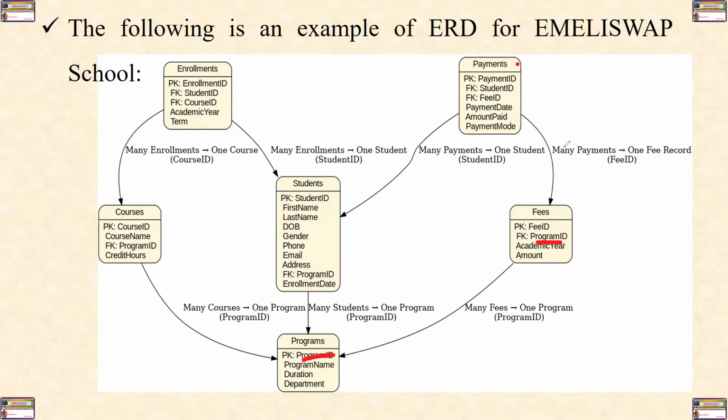We also have a relationship between the payments table and the fees table, where the payments table and the fees table are related through fees ID, where fees ID is a primary key in fees, and it is the foreign key in payments, and therefore we have many payments being related to one fee record or fee ID. So this is an entity relationship model for a medical school. It indicates the number of relationships we can have and through which fields.